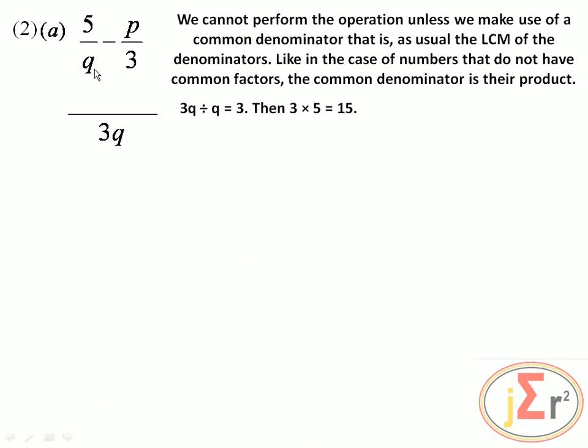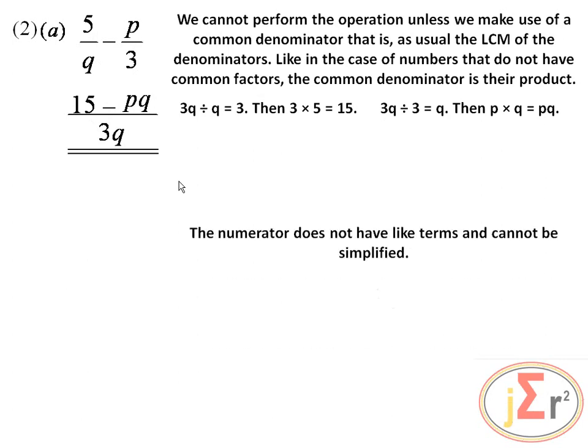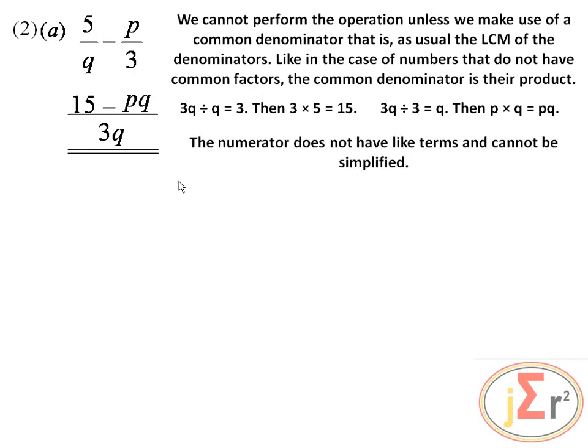Now, Q into 3Q is 3, and 3 5s are 15, minus 3 into 3Q is Q, and Q times P is QP. That's all there is to it. The numerator does not have like terms and cannot be simplified. So we do not have like terms here. Cannot be simplified. We leave this numerator as is, divided by 3Q.